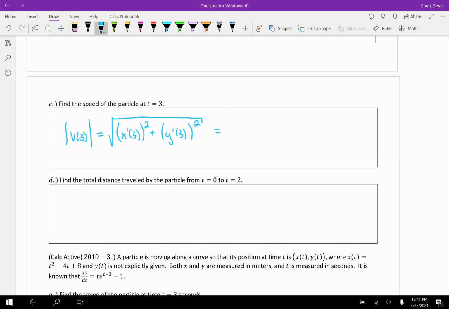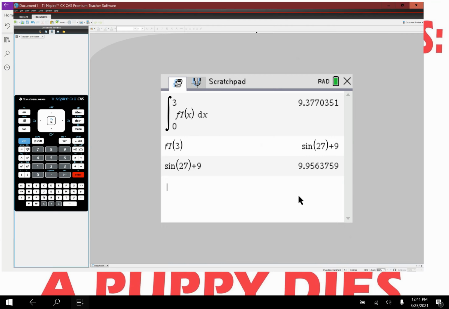All right, x prime of 3 squared, I'm going to do all that in my calculator, but y prime of 3 squared, we know y prime of 3 from earlier, that's 1/2 squared, right? So I'm going to do x prime of 3 squared, and we're just going to put this all into the calculator at once and call it a good day. So this looks like so.